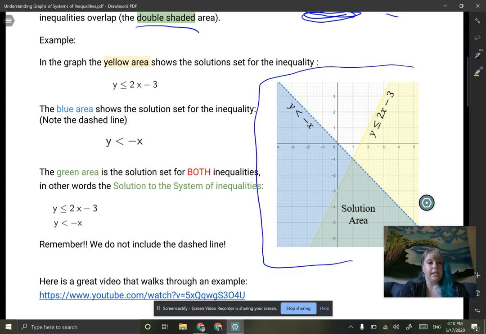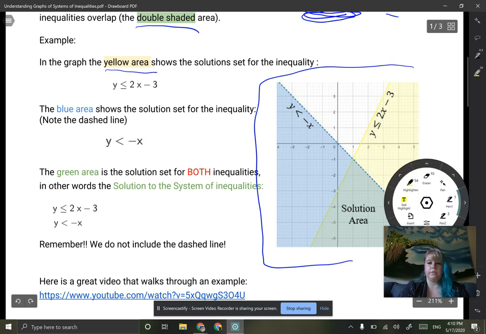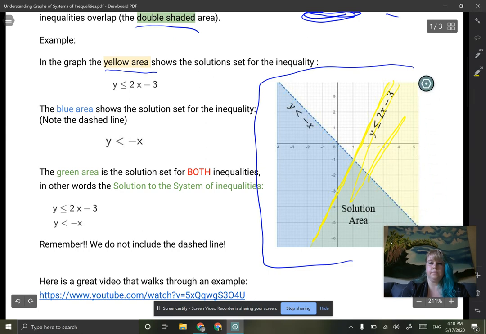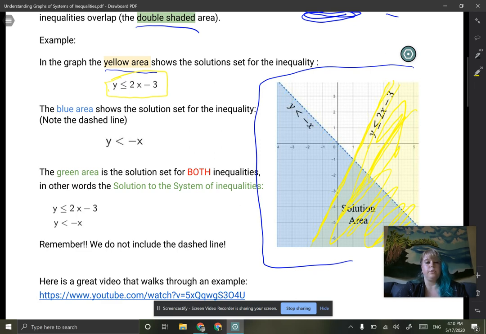Okay, in the graph, the yellow area shows the solution set. Okay, so that means this right here, this yellow line, and everything in this area is the yellow area for y less than or equal to 2x minus 3. Okay, so that's just a two variable inequality. We learned about that last week.